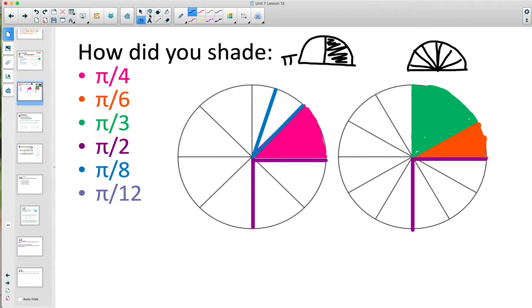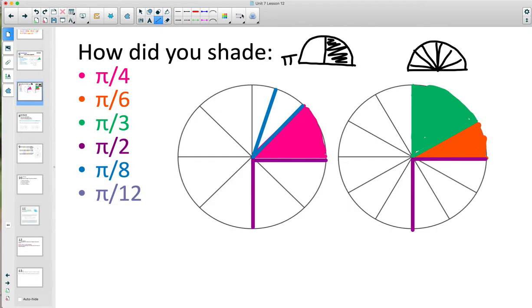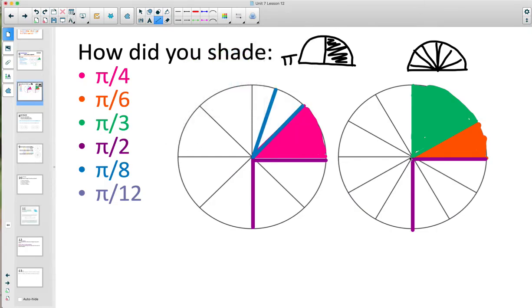And then pi over 12, kind of the same idea. You've got 1/6 pi here. So if you need to get 1/12 pi, you can just split one of these 6ths in half. So if you just did one of the 6ths in half, then you'd have a 12th. So then that angle there would have been a 12th.